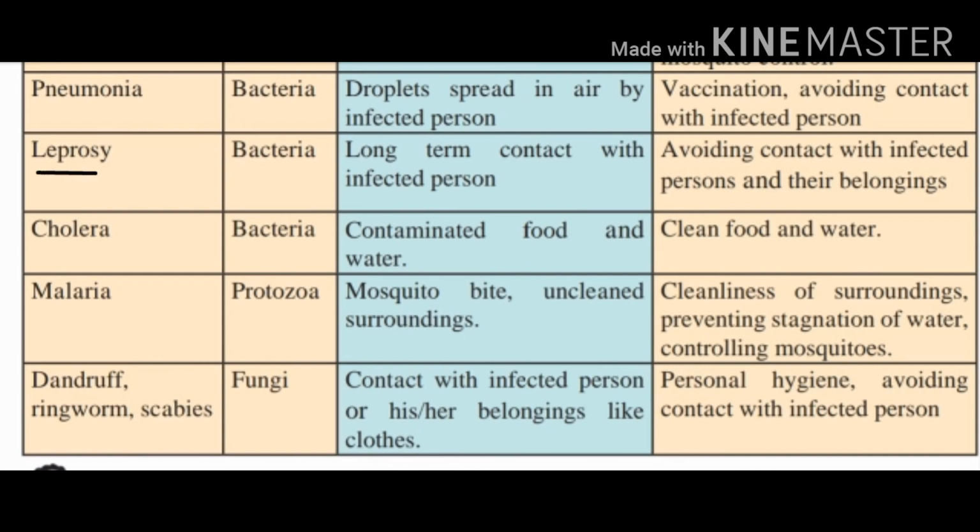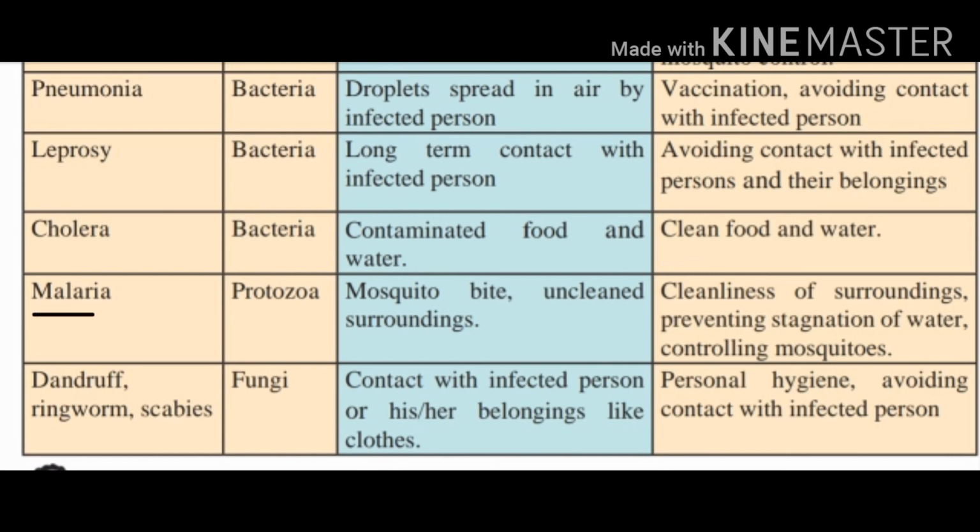Then the next disease is leprosy. It is a bacterial disease, and a person contracts this disease if he is in contact with the infected person for a long time. So avoid contact with the infected person and his things. Next disease is cholera. It is caused by bacteria. This disease is contracted due to contaminated food and water, so you have to always drink clean water and eat clean food.